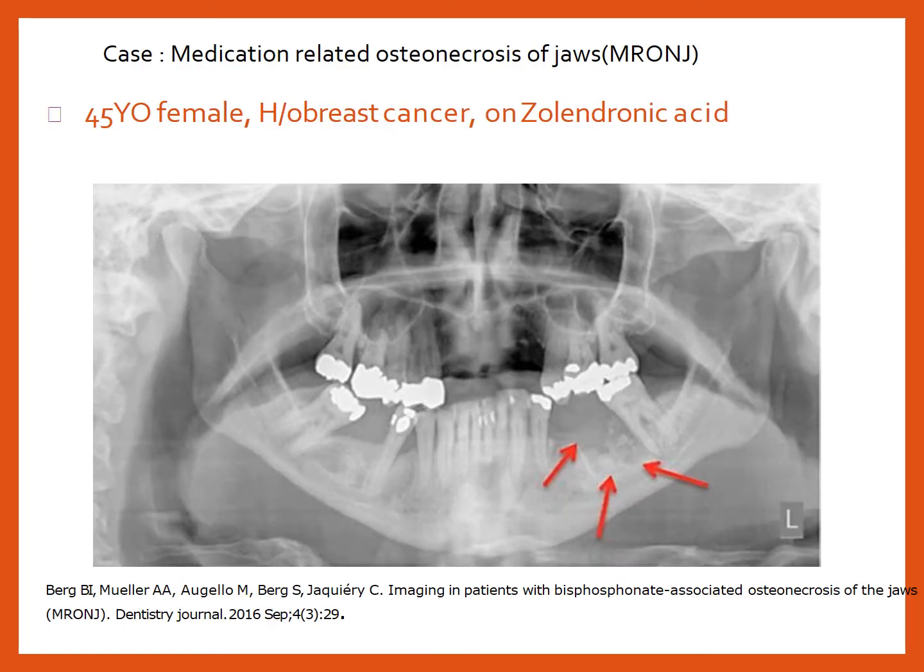This is also a case of medication related osteonecrosis in a patient who's 45 years old who has a history of breast cancer and is on zoledronic acid, which is a form of bisphosphonate. And you can see in the panoramic radiograph that there is a large bone defect, and the appearance on the radiograph is very similar to that of osteomyelitis. In effect, the defect in the bone looks very much like osteomyelitis.